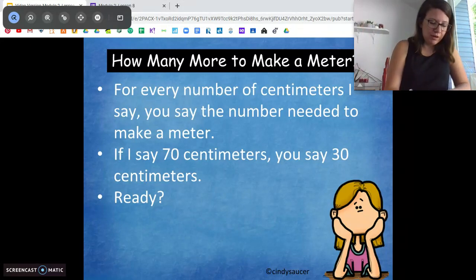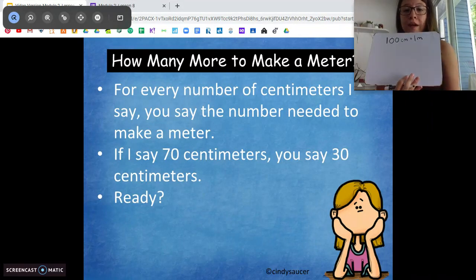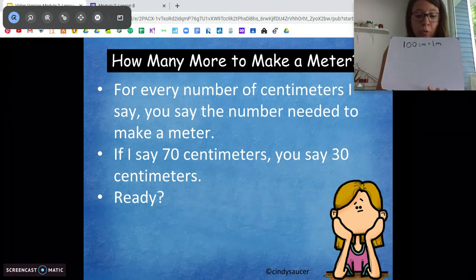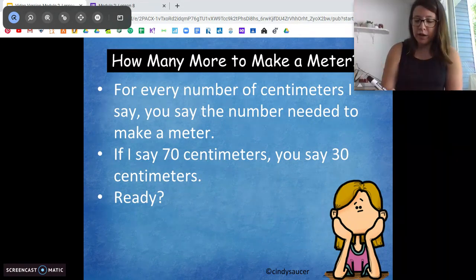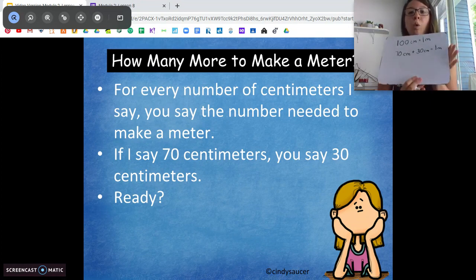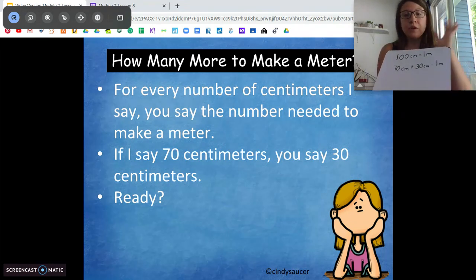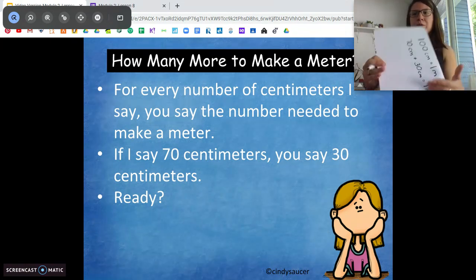100. I'm going to write that on my board just so I remember. 100 centimeters equals 1 meter. What I'm going to have you do is I'm going to give you a length. So if I say 70 centimeters, you're going to tell me how many more centimeters we need to get to 100 or 1 meter. So basically what you're going to write on your board or on your paper is the number sentence. So 70 centimeters plus 30 centimeters equals 1 meter or 100 centimeters. Okay, so I'm going to give you a length. You're going to pause. You're going to find the missing number up to 100, write the number sentence down, and then we'll go over it together.